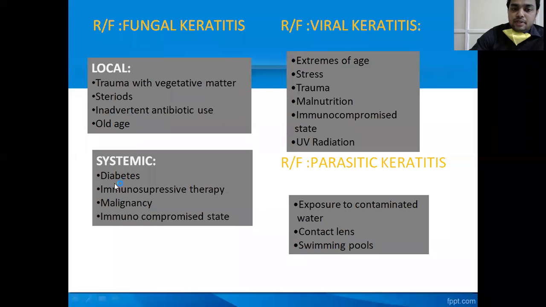And the systemic ones are diabetes, immunosuppressive therapy, malignancies, and immunocompromised state. And for viral, the risk factors are old age, stress, trauma, malnutrition, immunocompromised state, and UV radiation. And for parasitic keratitis, contact lens usage, swimming pools, and exposure to contaminated water are the risk factors.